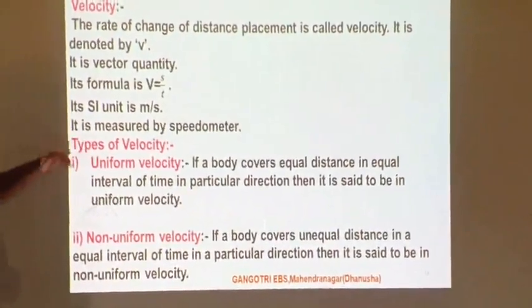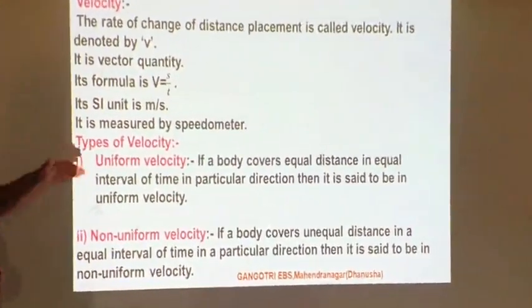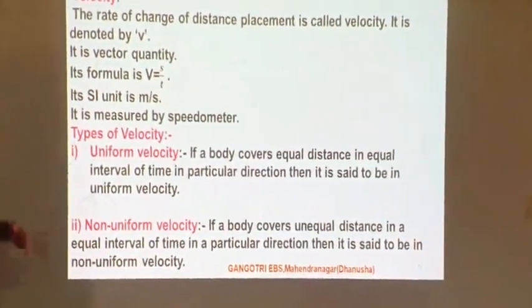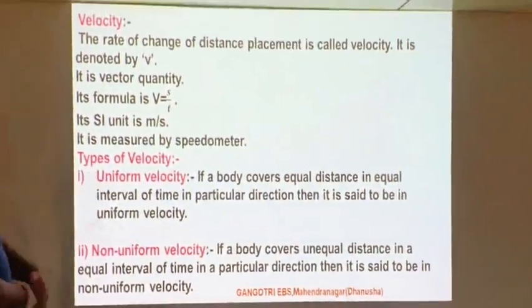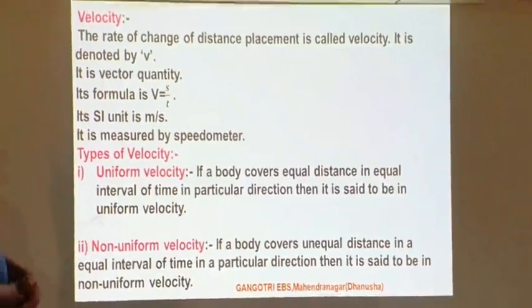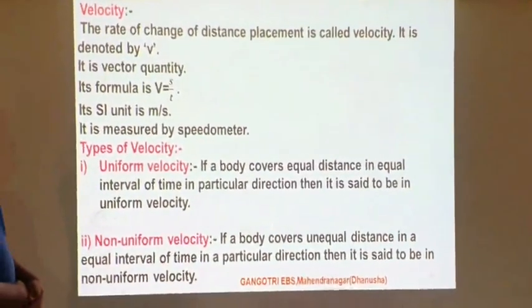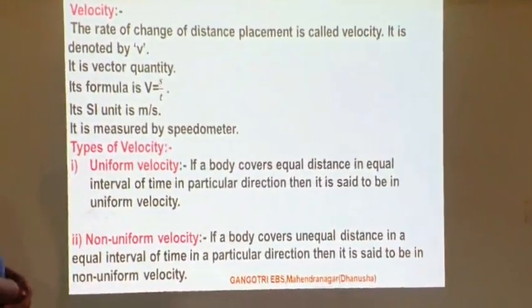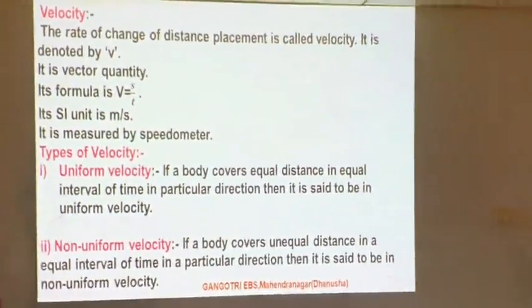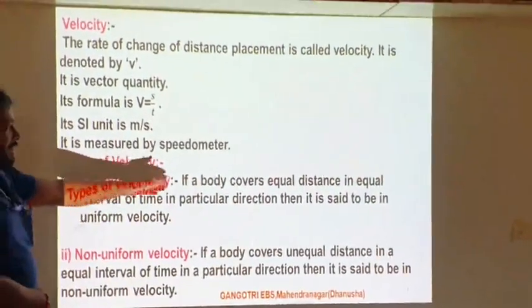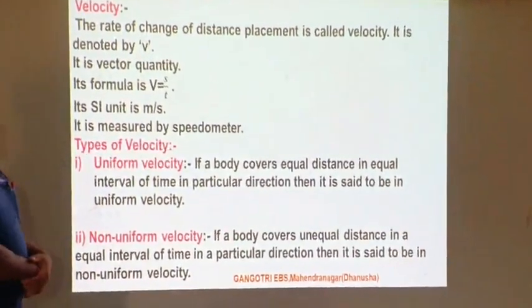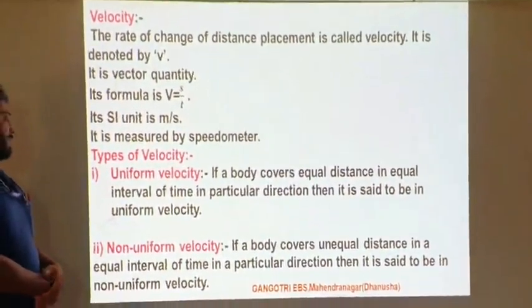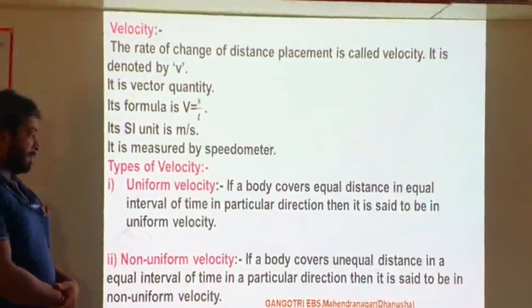There are three types of velocity: uniform velocity, non-uniform velocity, and average velocity. First of all, you should understand uniform velocity. If a body covers equal distance in an equal interval of time in a particular direction, then it is said to be uniform velocity.